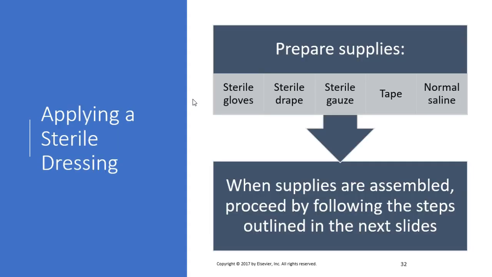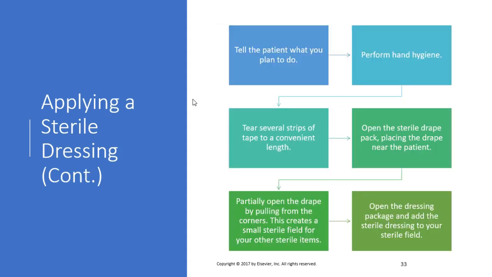Applying a sterile dressing. You're going to need sterile gloves, sterile drape, sterile gauze, tape, and normal saline. When supplies are assembled, proceed with the following steps outlined in the next slide. Tell the patient what you're going to do. Perform hand hygiene. Tear several strips of tape to a convenient length. Open the sterile drape pack, placing the drape near the patient. Partially open the drape by pulling from the corners. This creates a small sterile field for your sterile items. Open the dressing pack and add your sterile dressing to your sterile field.